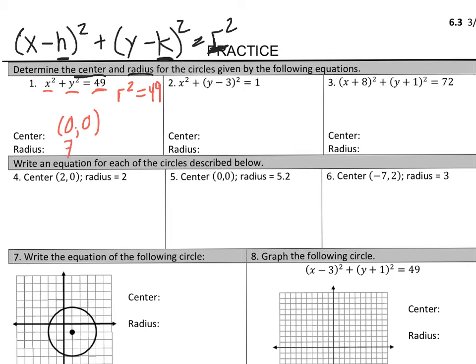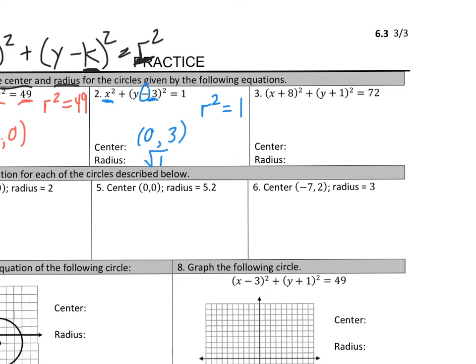After that, the next one, once again, they only give me x squared here. So I know right away for my center, my x coordinate is going to be 0. As for k, it looks like it's going to be positive 3 since it's y minus 3. So now that we have our center, for the radius, I know that the radius squared equals 1. So my radius is actually going to be the square root of 1.